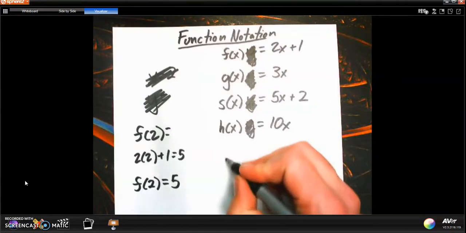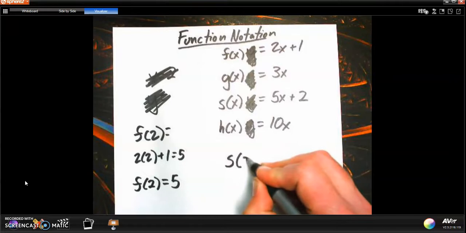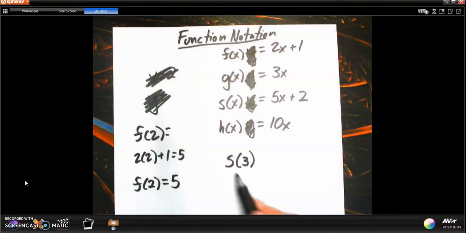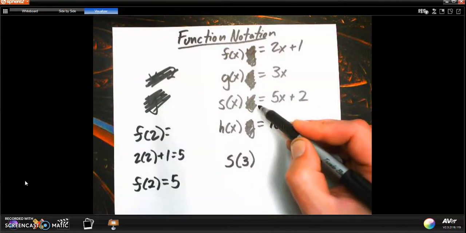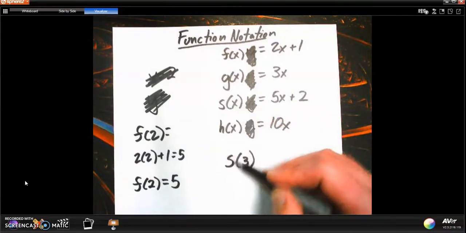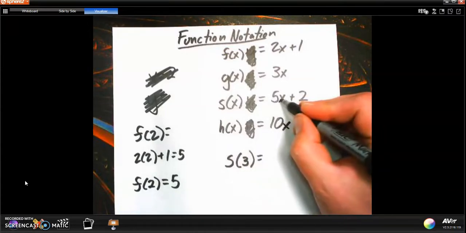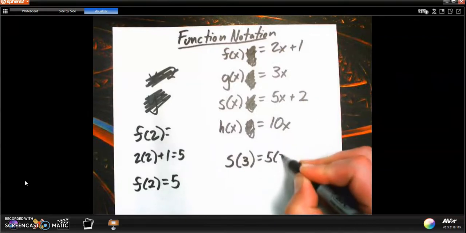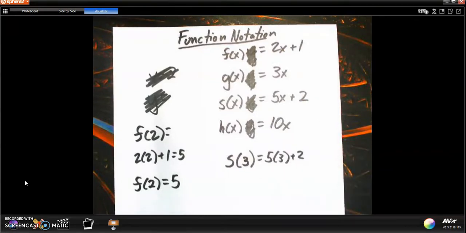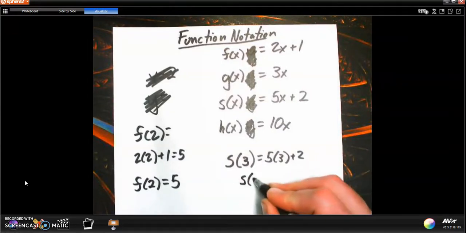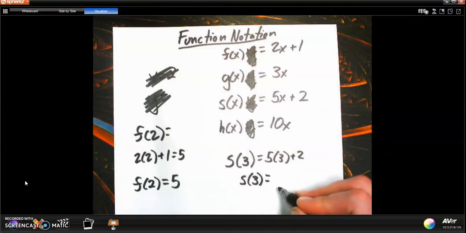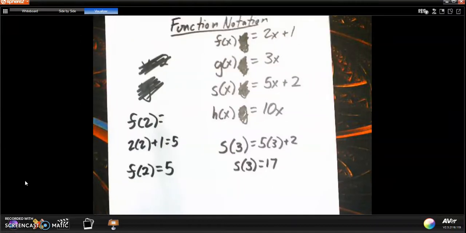Let's try another one. Let's go to the s. S of 3. Well, now I know I need to use the s function. And instead of an x, it's now going to be a 3. I'm going to go to the s function and plug in a 3. So this becomes 5 times 3 plus 2. Okay, well 5 times 3 is 15, plus 2. So when the s function has a 3 in it, it's going to equal 17, because 5 times 3 is 15 plus 2.